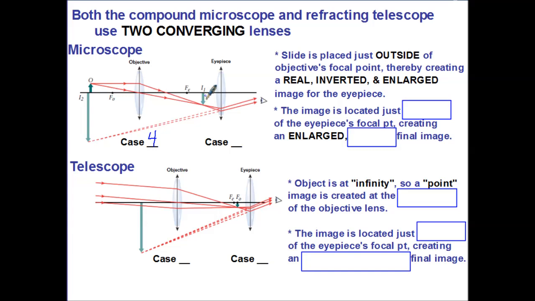Now that serves as the object for this eyepiece. The image is located just inside of the eyepiece's focal point. So that would be, let's see, just inside of that would be case 6 here.